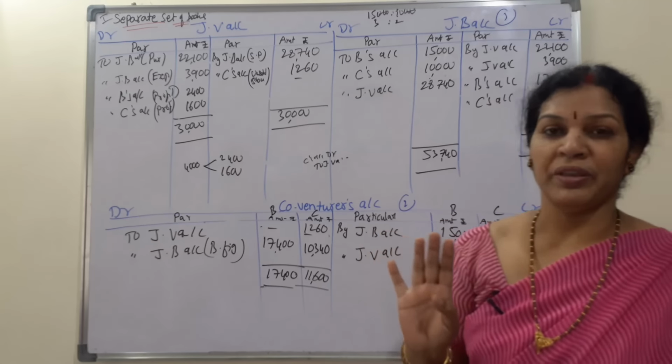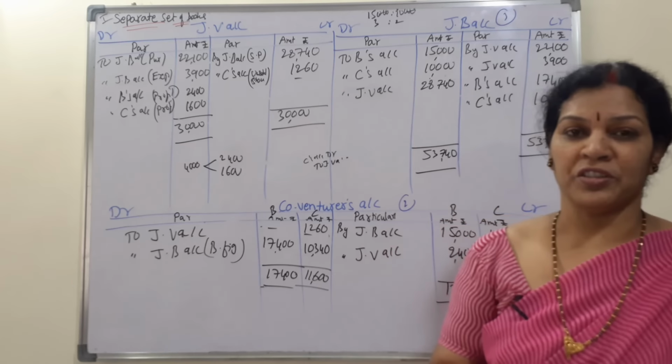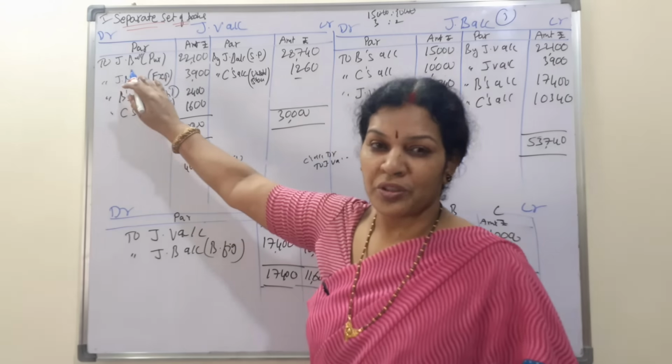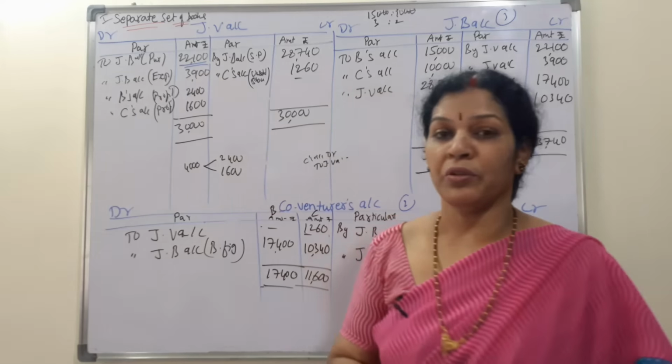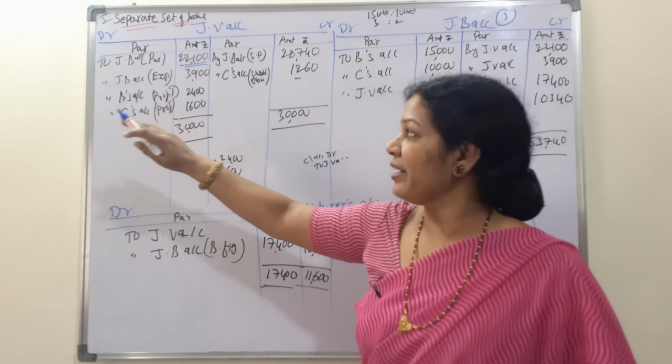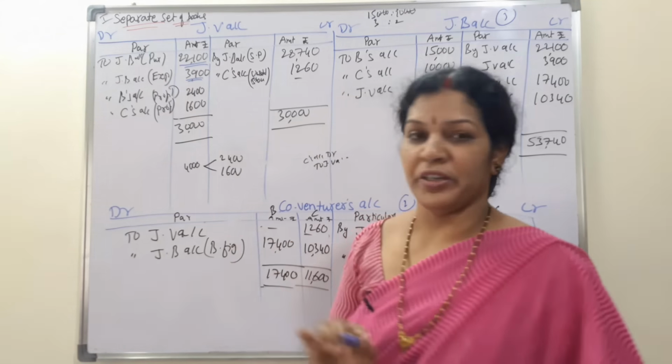Now in this problem we have identified that they have purchased. Purchased means it is through the joint bank. So we wrote this amount 22,100 through the joint bank, and expenses also through the joint bank.